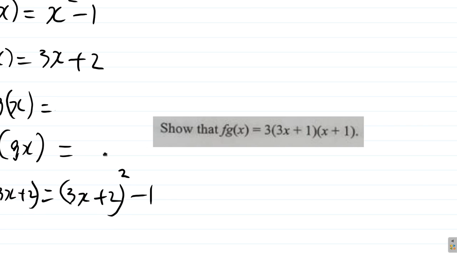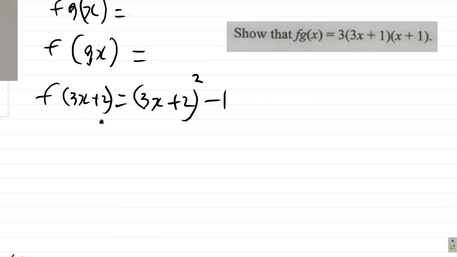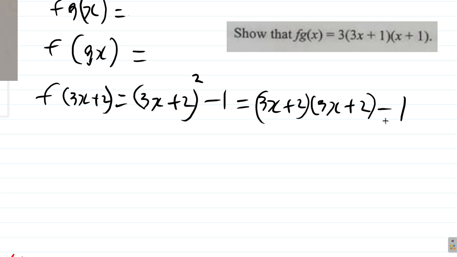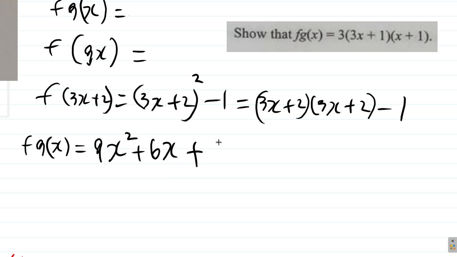Now, you're going to have to fix this up to make it look like that. If you multiply out the brackets, you're going to get 3x plus 2 times 3x plus 2 minus 1. So fg of x is 3x times 3x, that's 9x squared. 3x times 2 is 6x, plus 2 times 3x is 6x, plus 2 times 2 is 4, minus 1.